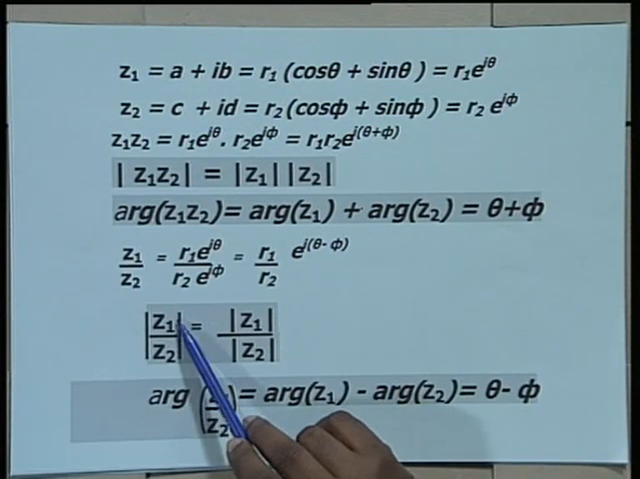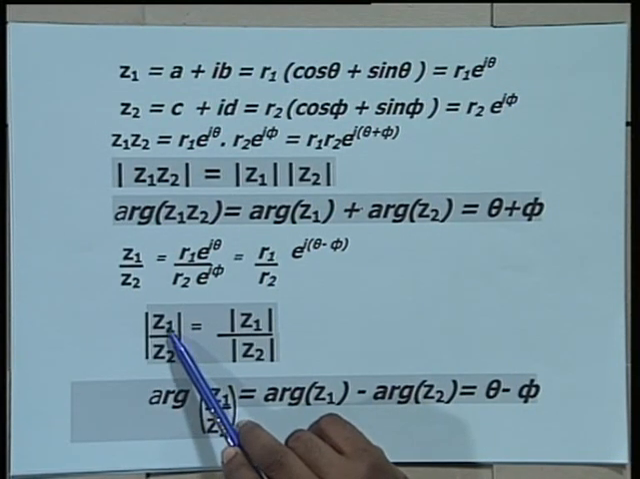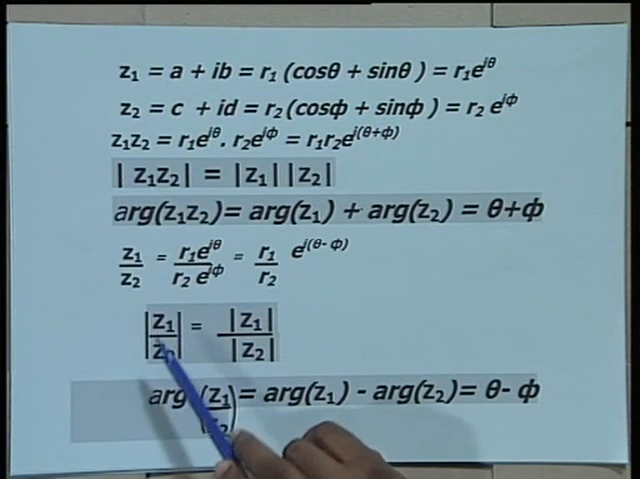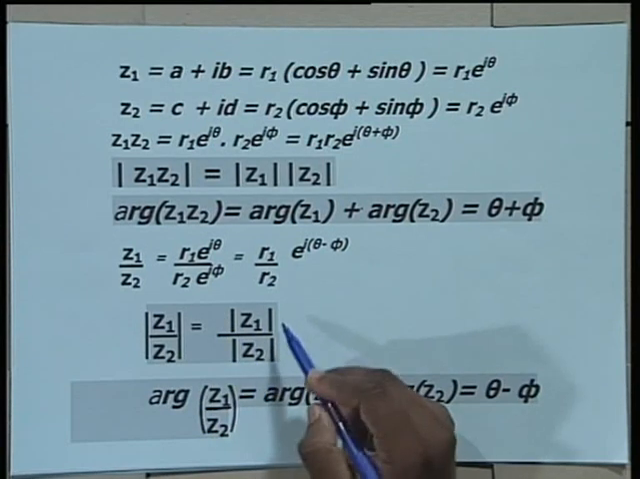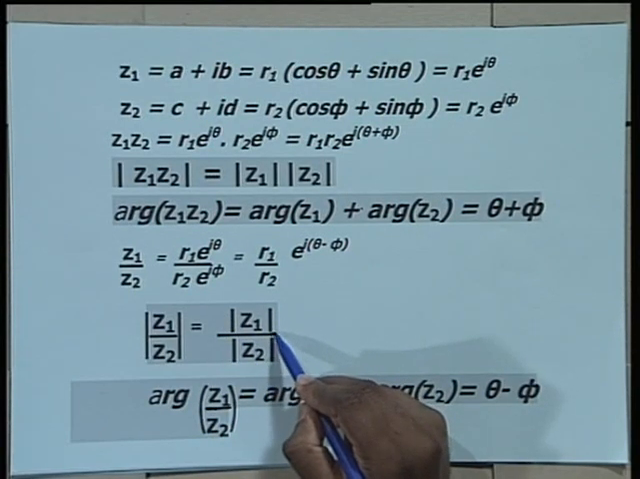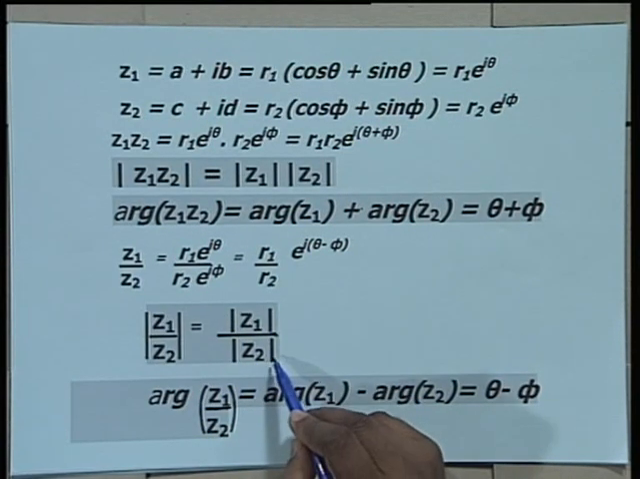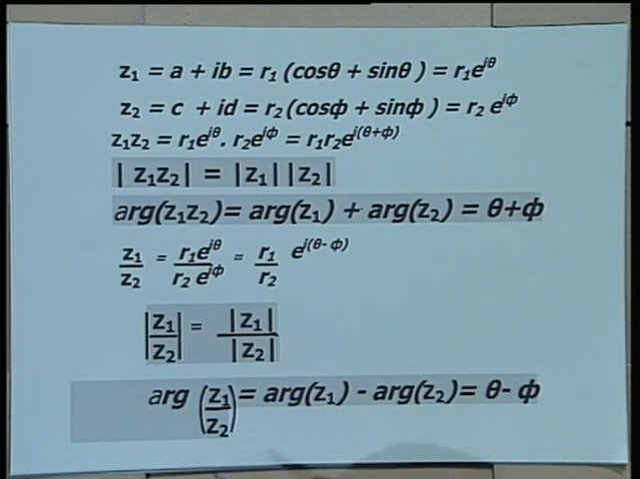Similarly, we can find the modulus of z1 divided by z2. Modulus of z1 divided by z2 is exactly equal to modulus of z1 divided by modulus of z2. Argument of z1 divided by z2 is argument of z1 minus argument of z2. Let's illustrate that by an example.